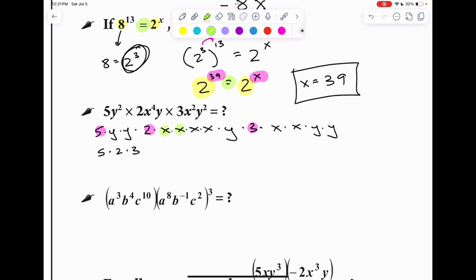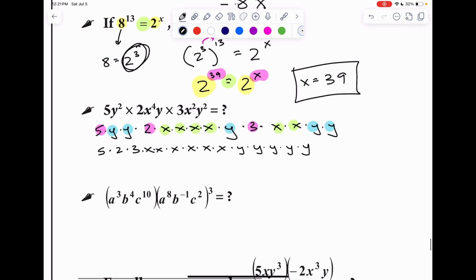That's 1, 2, 3, 4, 5, 6 x's multiplied together. And I can grab my y's. 1, 2, 3, 4, 5 y's multiplied together. And then we can just simplify. That's going to be 10 times 3 or 30.